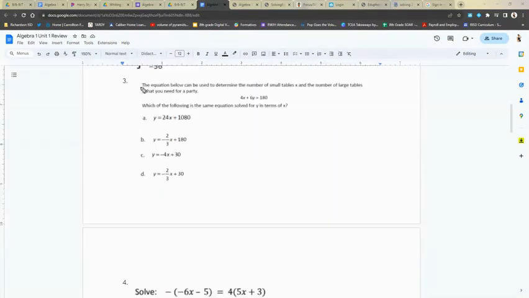All right. The equation below can be used to determine the number of small tables x and the number of large tables y that you need for a party. Which of the following is the same equation solved for y? So what we're going to do is solve for y. So I'm going to rewrite this equation out. 4x plus 6y equals 180. And I'm solving for y.